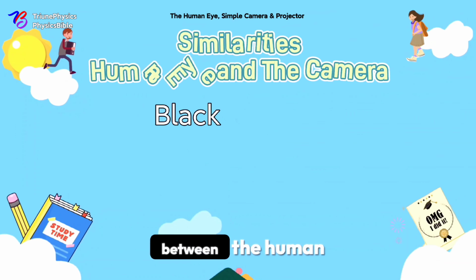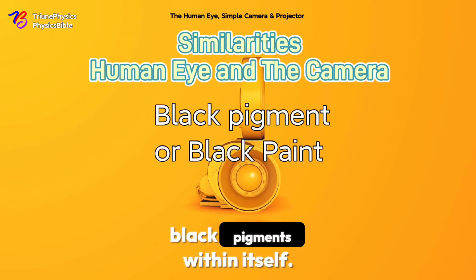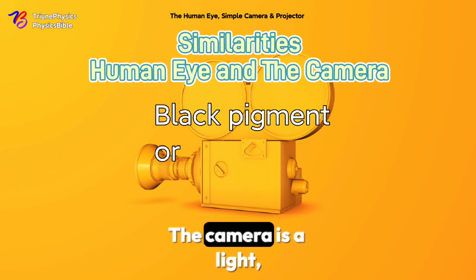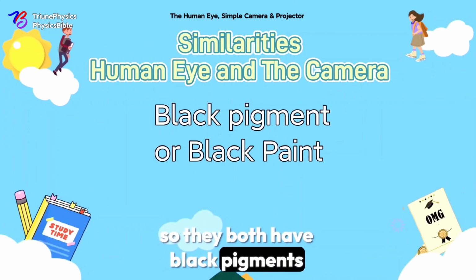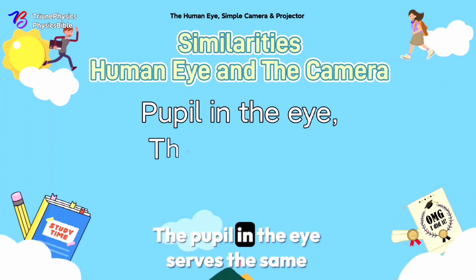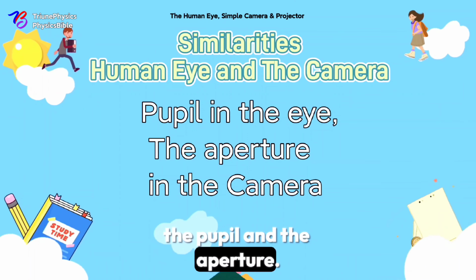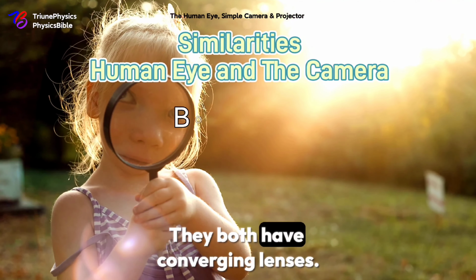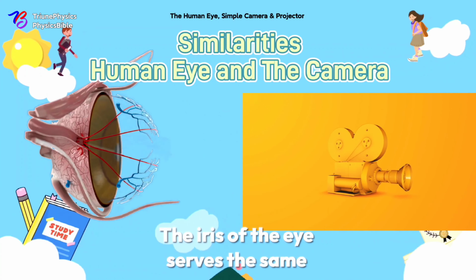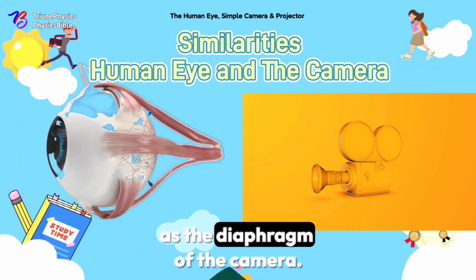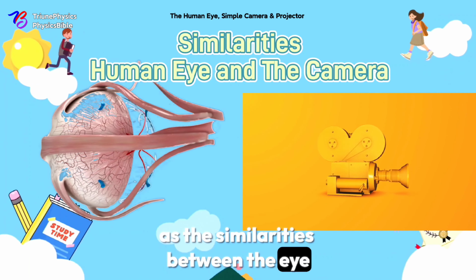What are the similarities between the human eye and the camera? Number 1, the human eye is impregnated with black pigments within itself. The camera is a light-tight box painted black inside. So they both have black pigments within themselves. Number 2, the pupil in the eye serves the same purpose as the aperture of the camera, the pupil and the aperture. Number 3, both have converging lenses. Number 4, the retina of the eye functions like the film of the camera. Number 5, the iris of the eye serves the same function as the diaphragm of the camera. So we can see these as the similarities between the eye and the camera.